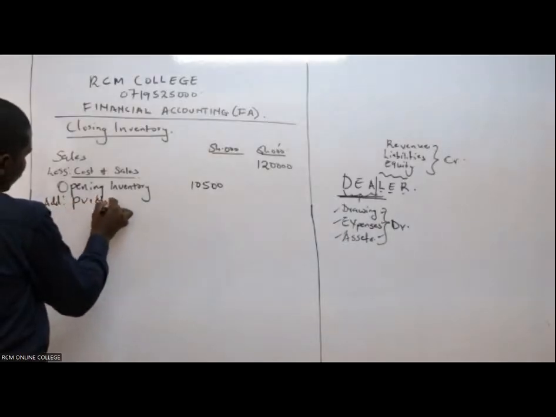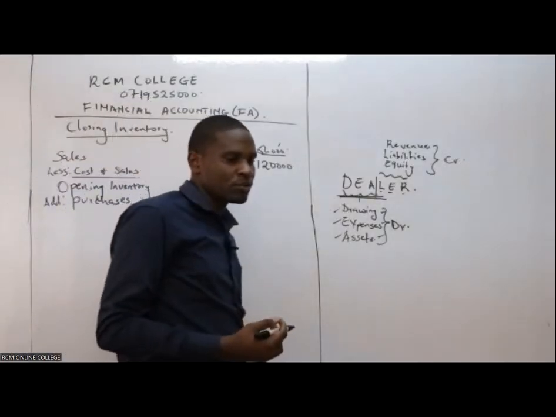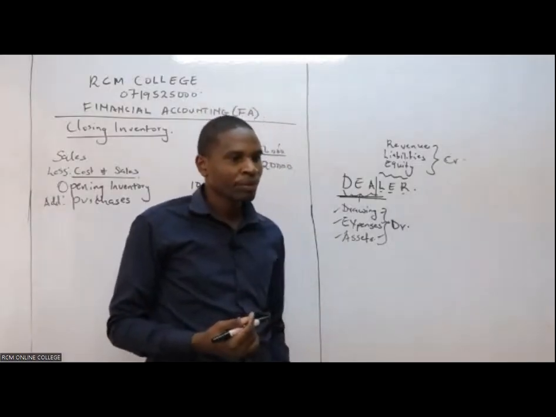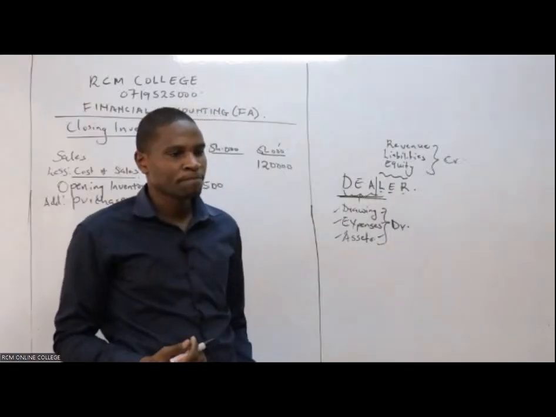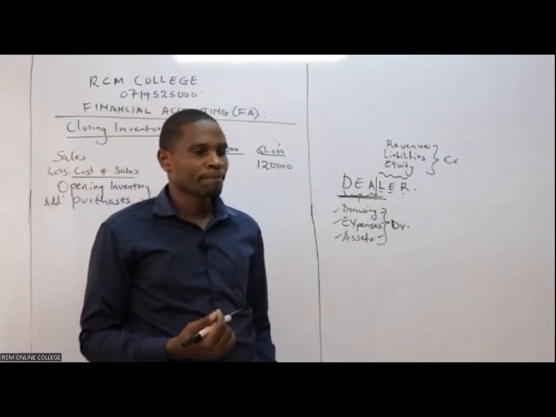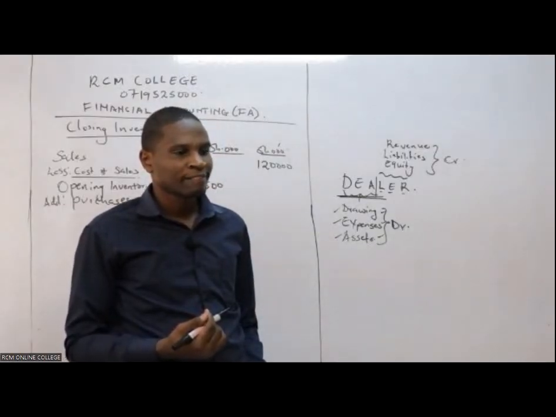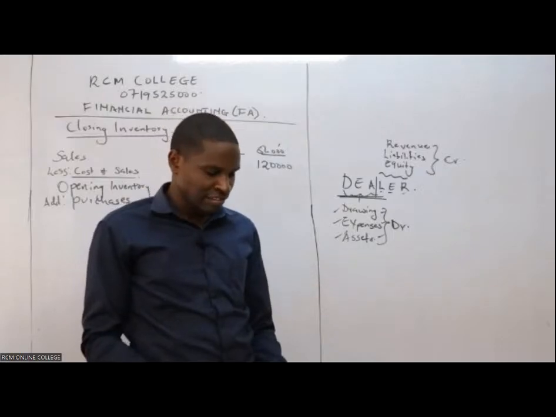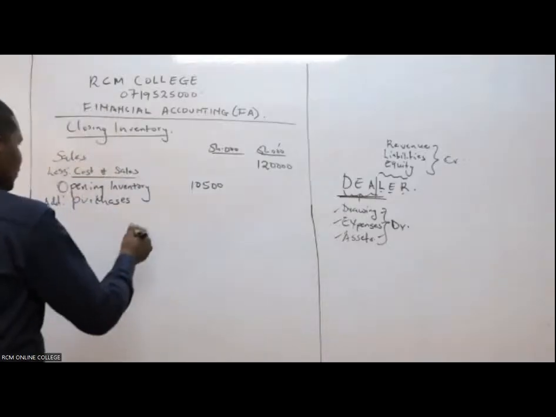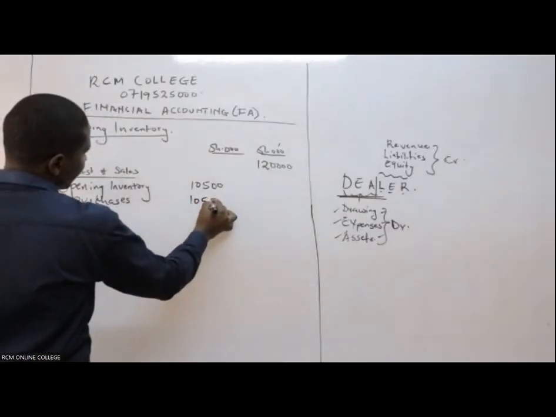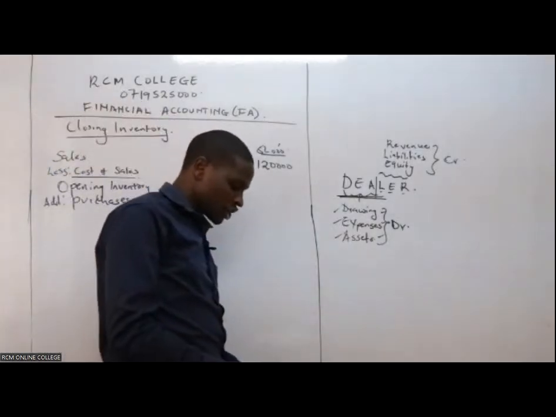Purchases is also a part of what? Part of the cost of sale. So what is our purchase value? Somebody? Purchase value ni ngapi? What is our purchases there? I think it was just given there. 105,500. If you have the question, it is 105,500. And then there's an item that we need to check.